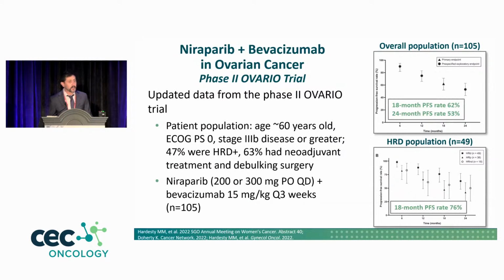And same combination, PARP inhibitor and bevacizumab in ovarian cancer, with the OVARIER trial. So this is updated data from the phase 2 study. Patient populations, around 50% were HRD positive, 63% had neoadjuvant treatment and debulking surgery. And the combination in the overall population is seen in the plots on top and in the HRD-specific population on the bottom. And so benefit is extended to the entire population, but as is consistent across all the PARP inhibitors as a class effect, the HRD population derives more benefit from the addition of a PARP inhibitor.